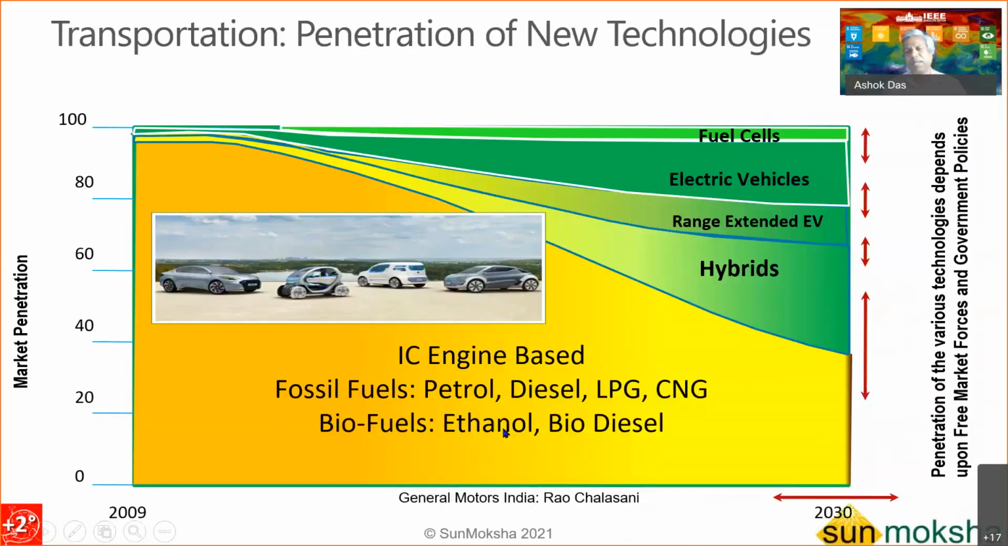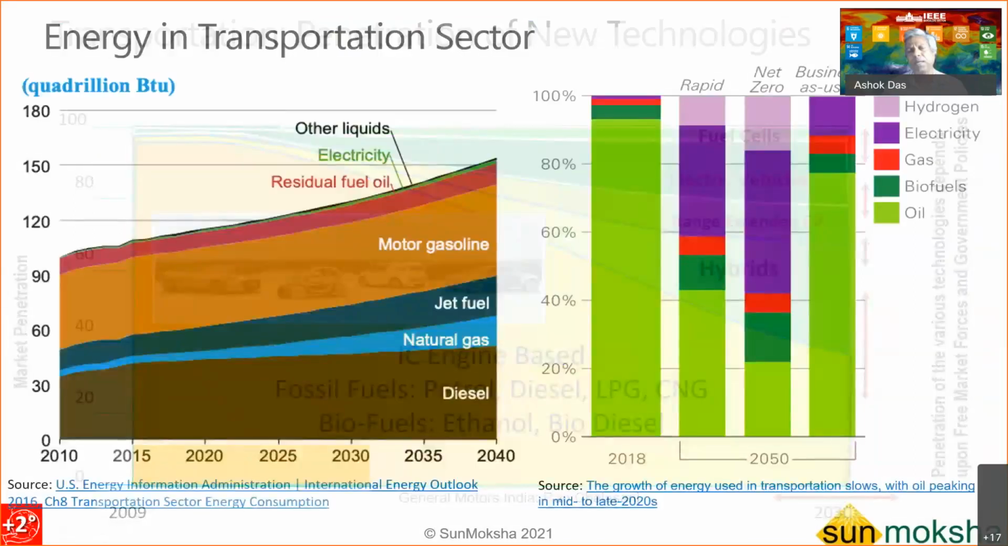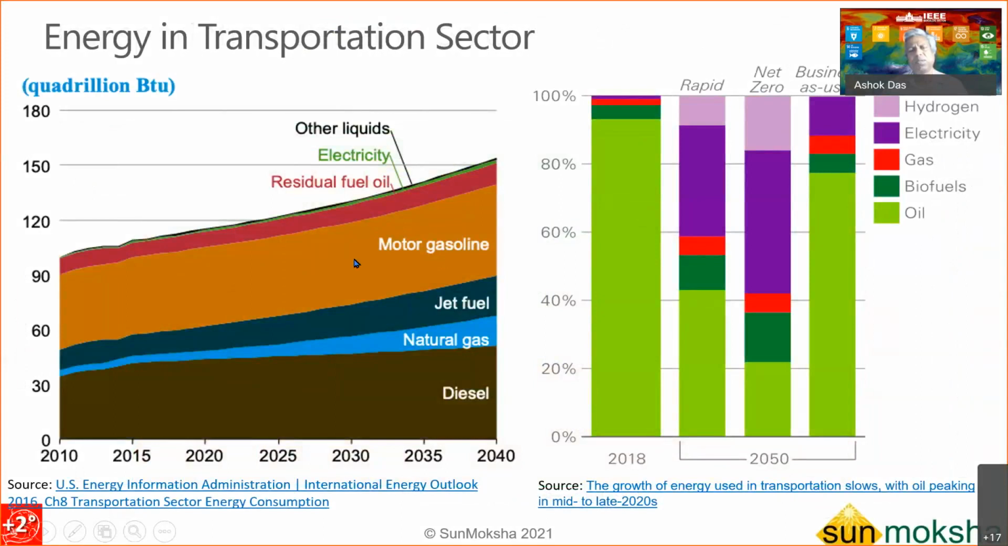Multiple technologies will come. ICs will still stay one of the mainstreams, and then hybrid, extended EVs, electrical vehicles, and fuel cells are coming up. Will be the choice. This is just another data point to show that motor gasoline and diesel still take a lot of energy, and the majority of the usage is from diesel and gasoline. And again, the same scenario, rapid net zero and business as usual. Business as usual, we will still be heavily dependent on oil unless we move on this path, where electricity becomes the major component of transportation.